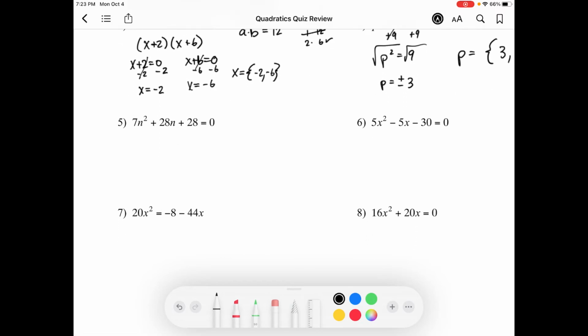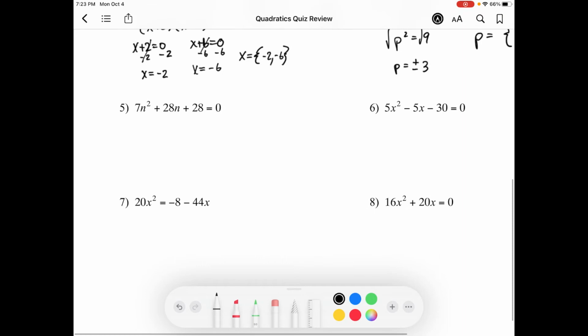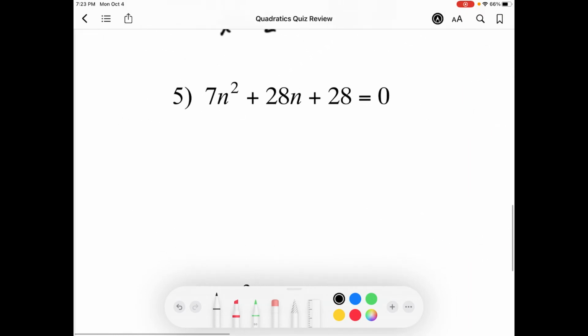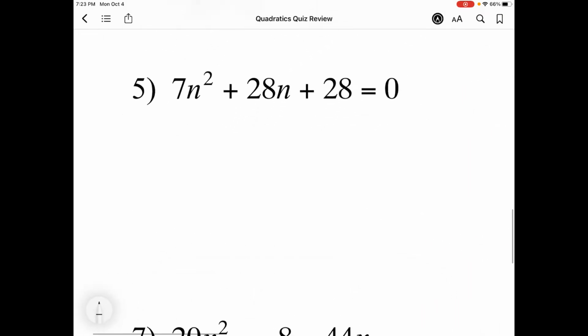All right, so I'm going to go on to number 6. Actually, I'll do number 5, and then you guys try 6 on your own. And I'll have the answers posted as well. Okay, so for number 5, we have 7n squared plus 28n plus 28.